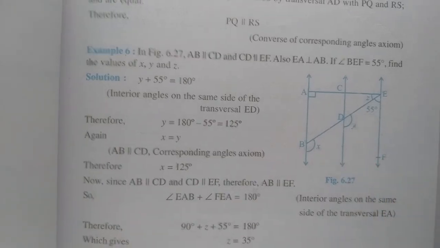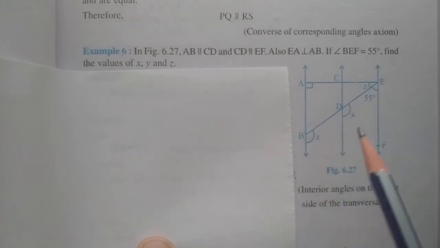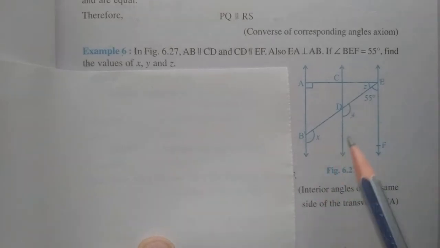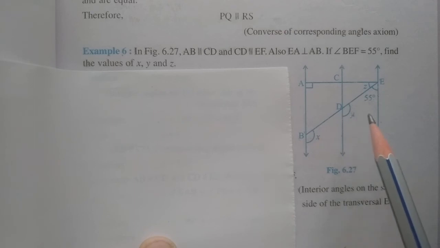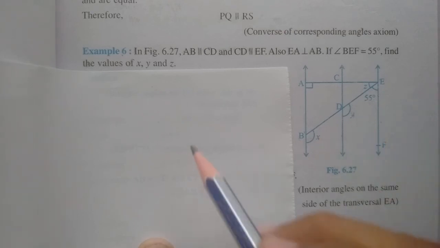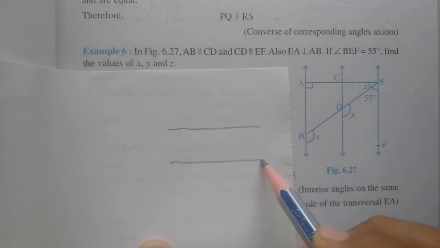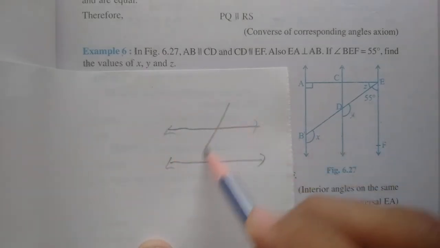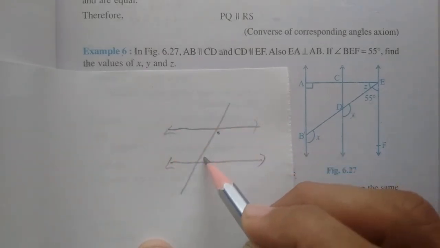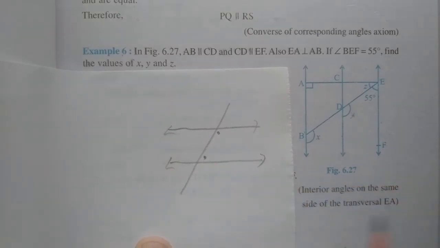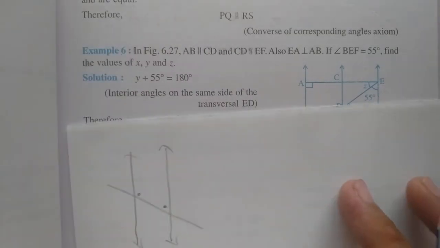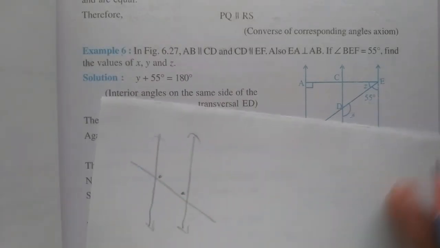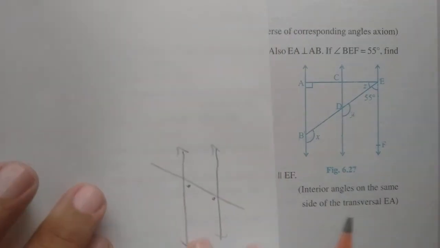Now, children, it is very easy. Let us try ourselves without using this answer part. See, this is 55. We want to find Y first. What is the relation here, children? Interior angles on the same side of the transversal. These two lines are parallel, and if we draw this way, these two angles are known as interior angles on the same side of the transversal. Now, children, if we turn this figure this way, these two are interior angles.